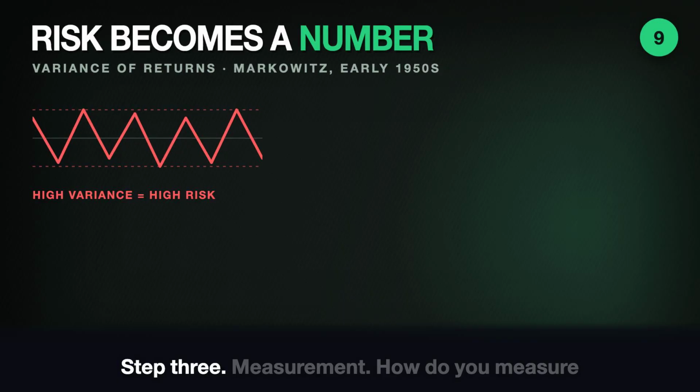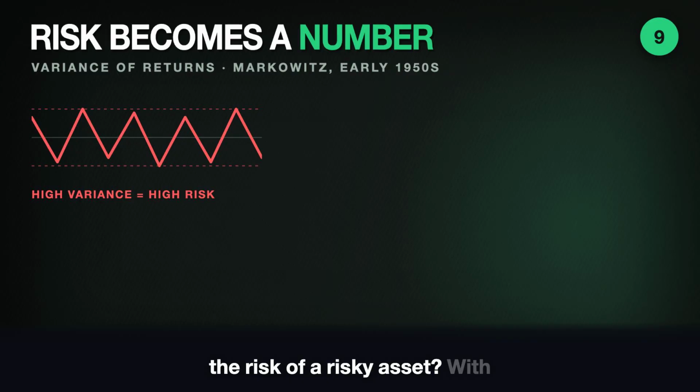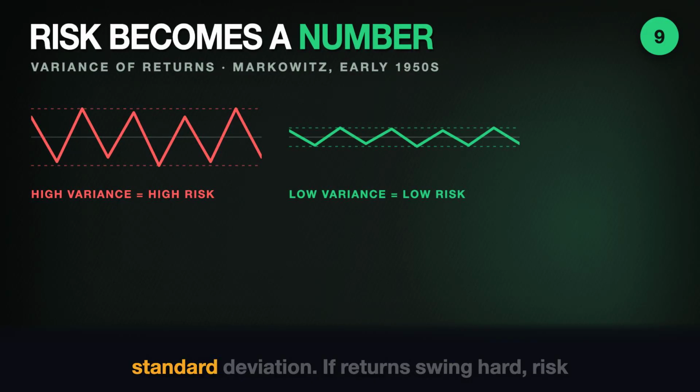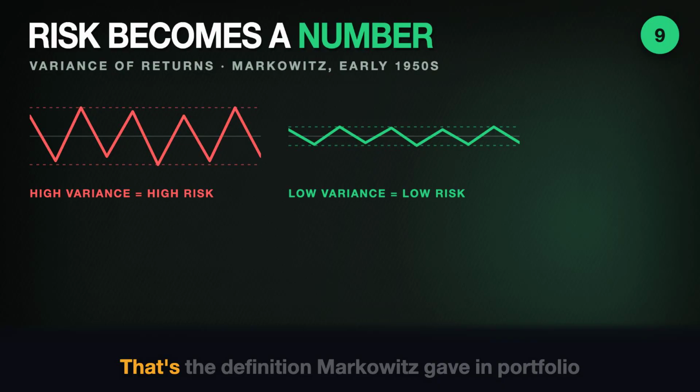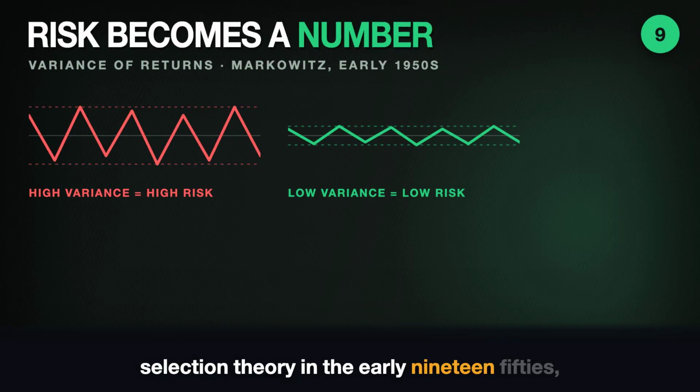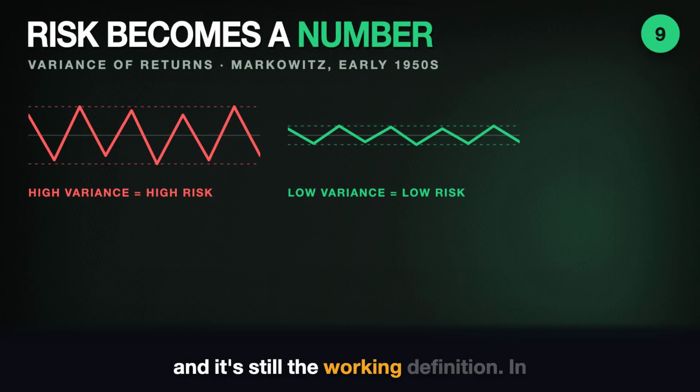Step 3. Measurement. How do you measure the risk of a risky asset? With the variance of its returns or the standard deviation. If returns swing hard, risk is high. If they're placid, it's low. That's the definition Markowitz gave in portfolio selection theory in the early 1950s, and it's still the working definition.